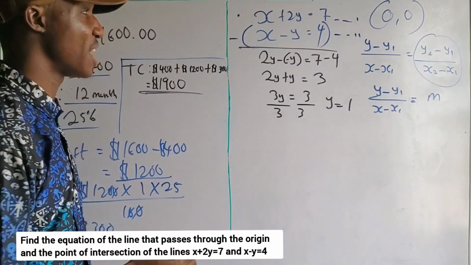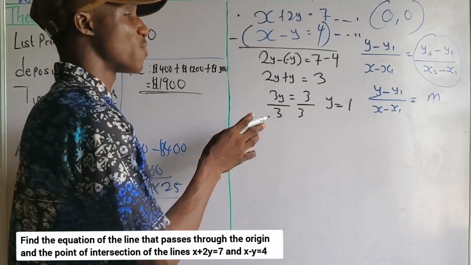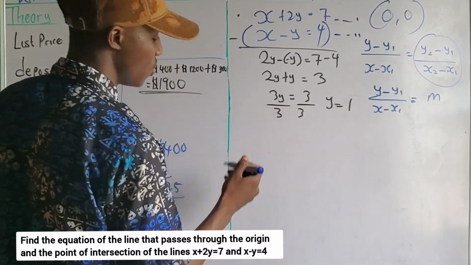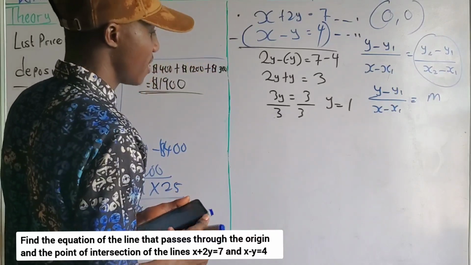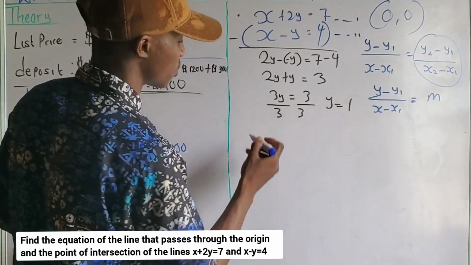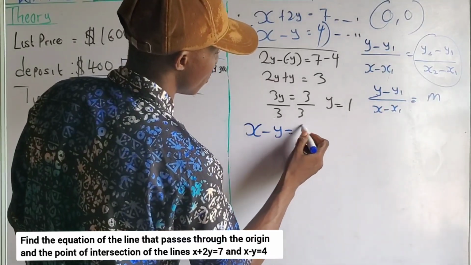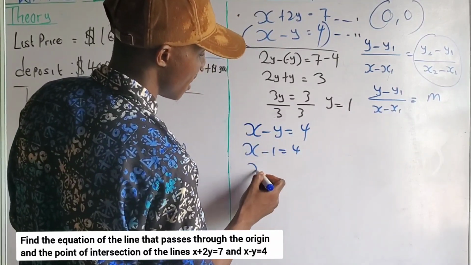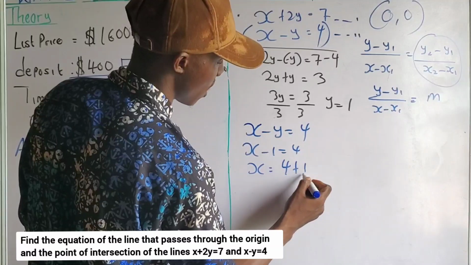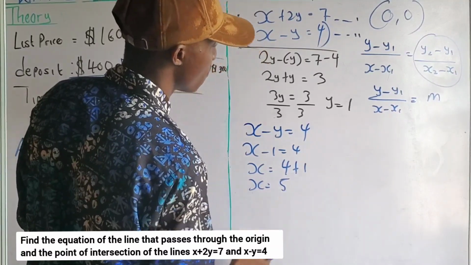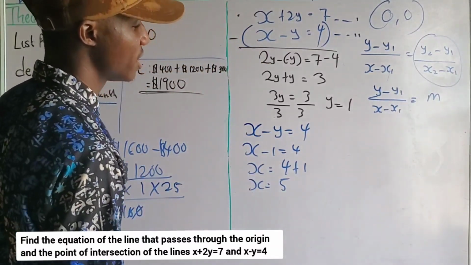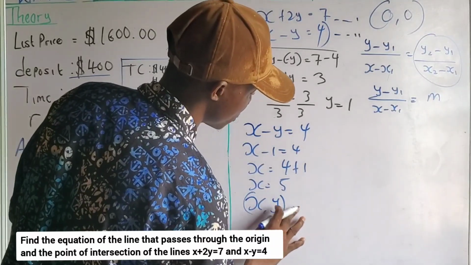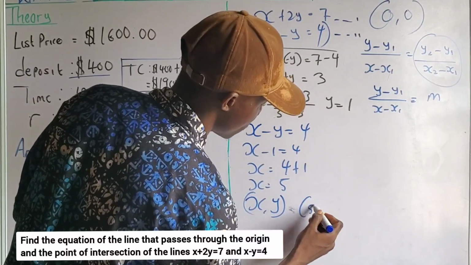We can get the value of x by substituting the value of y into any of these equations. So let us use equation 2. Equation 2 is x minus y equals to 4. So y is 1, so I'm going to have x minus 1 equals to 4. X equals to 4 plus 1. X equals to 5. So having gotten the value of x as 5, the second point x, y is 5, 1.